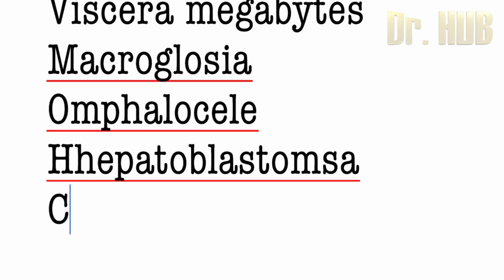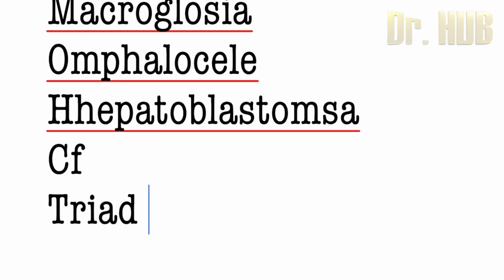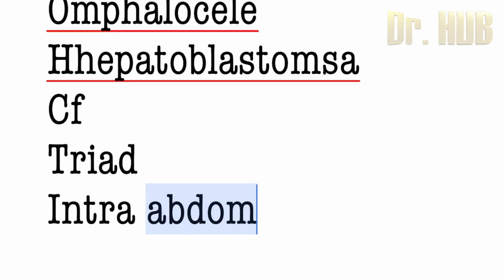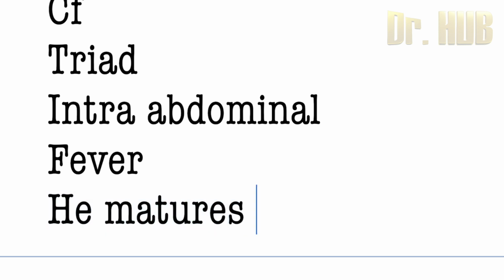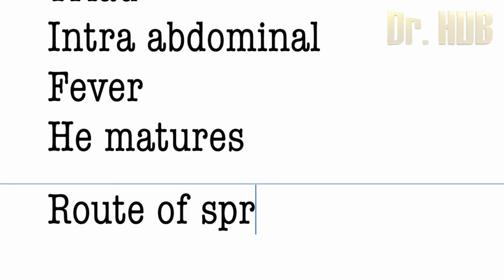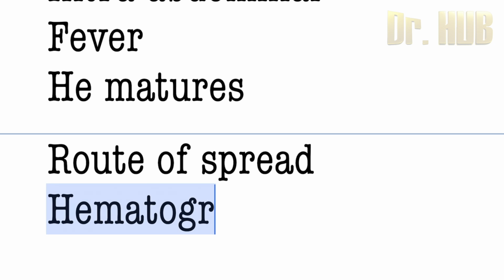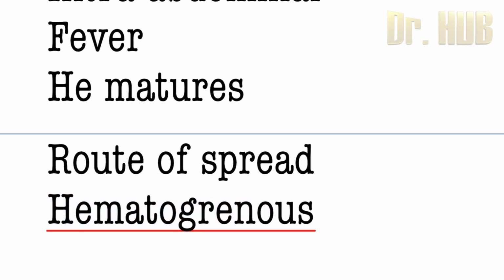Now, what are the clinical features of the clinical presentation? It includes the triad. The triad is intra-abdominal mass. Next comes the fever, then comes the hematuria. Then we look at the route of spread. What is included in the route of spread? It can be hematogenous, and the most commonly affected site will be the lungs.